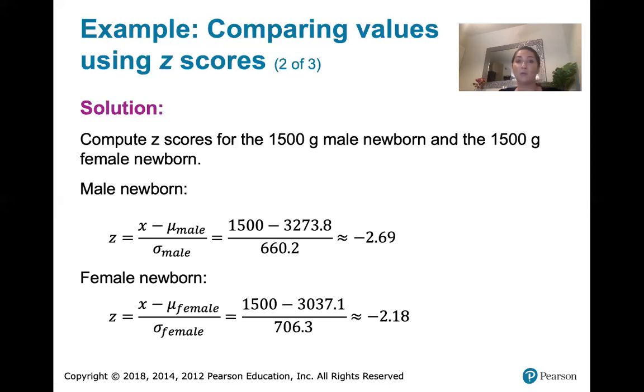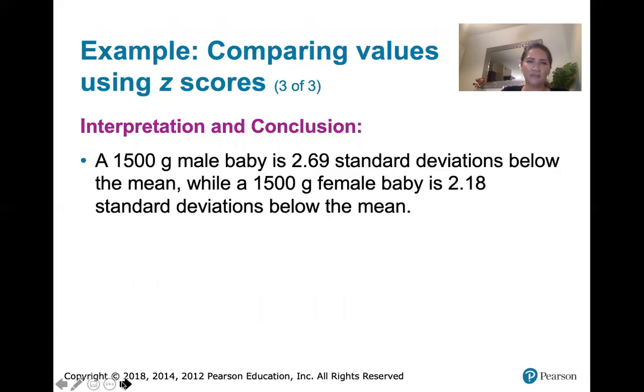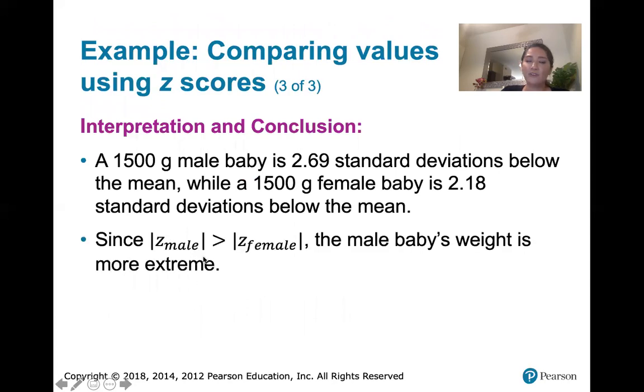So when you're talking about whether something is more extreme, you're asking, how different is it from the mean? So we're not really even interested in these signs. The fact that both of these are negative just tells us that the baby is underweight rather than overweight compared to the mean. But we're really interested in the absolute value of that z-score when we're thinking about whether a value is more extreme. So we can say that since the absolute value of the z-score for the males, 2.69 standard deviations, is greater than the absolute value of the z-score for the females, which was 2.18 standard deviations below the mean, the male baby's weight is much more extreme.